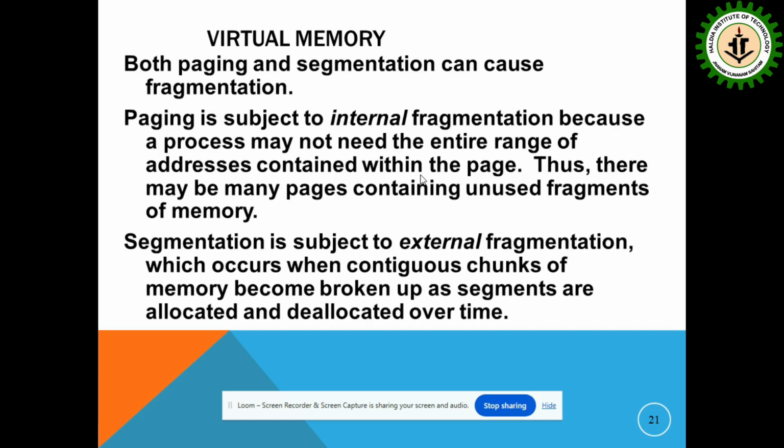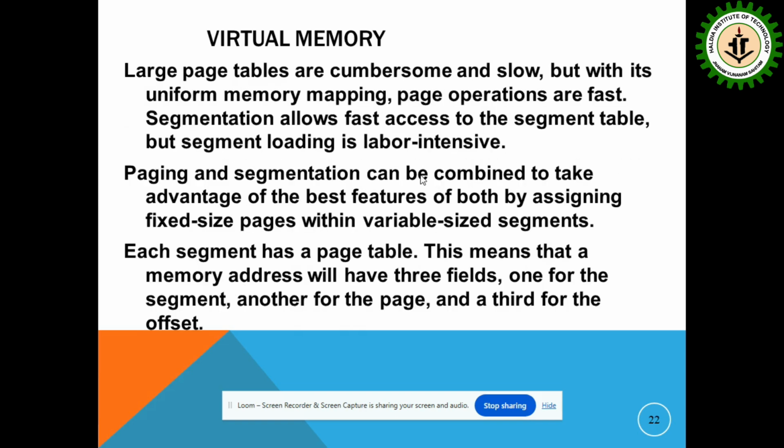So both paging and segmentation can cause fragmentation. Paging is subject to internal fragmentation because a process may not need the entire range of addresses contained within the page. Thus, there may be many pages containing unused fragments of memory. Segmentation is subject to external fragmentation, which occurs when contiguous chunks of memory become broken up as segments are allocated and deallocated over time. Larger page tables are cumbersome and slow, but with its uniform memory mapping, page operations are fast. Segmentation allows fast access to the segment table, but segment loading is labor intensive.